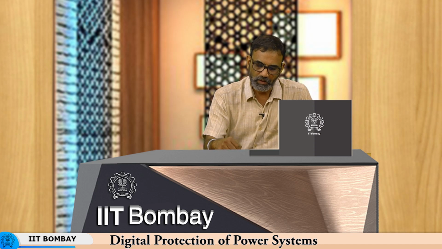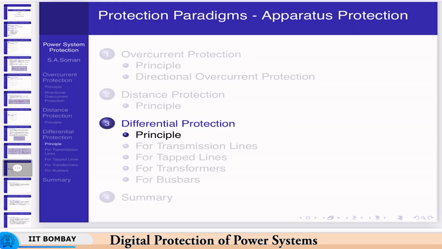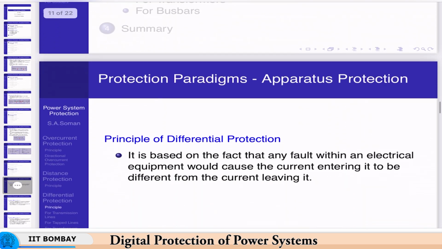So this protection is applied to transmission lines, to transformers, to bus bars, to generators, to motors. In fact, for any equipment, it can be applied as a unit protection. It is the most precise and crisp form of protection that can be applied. We will see why.